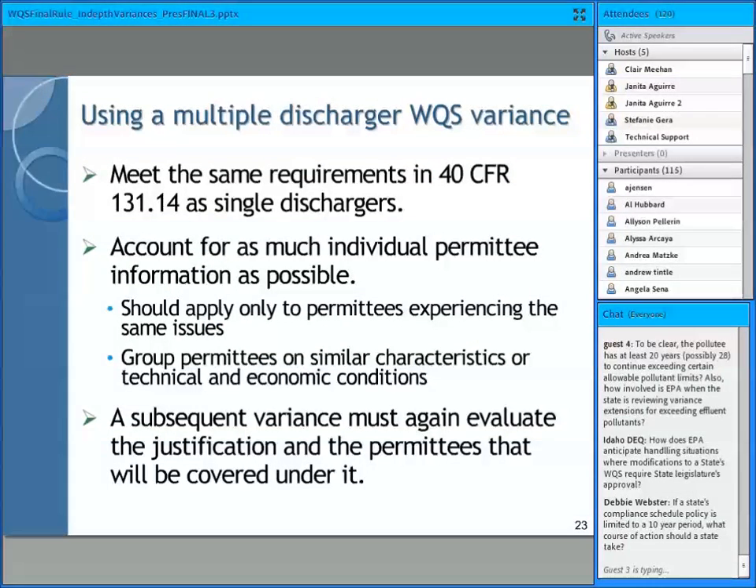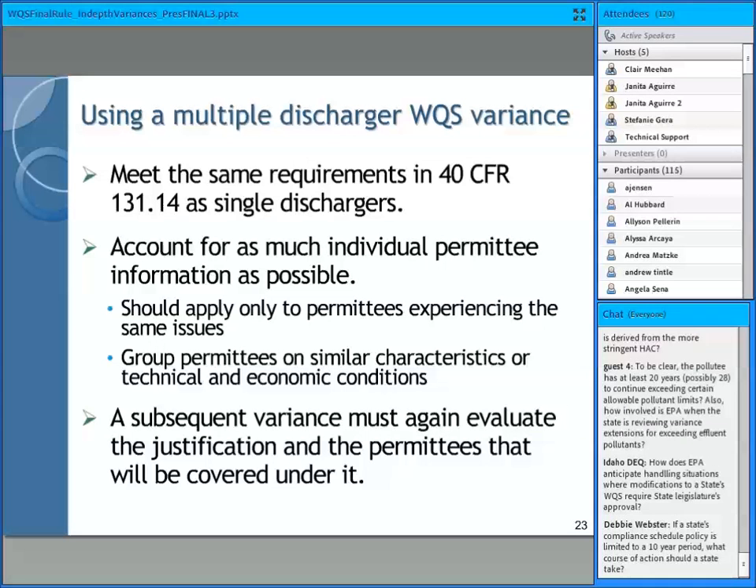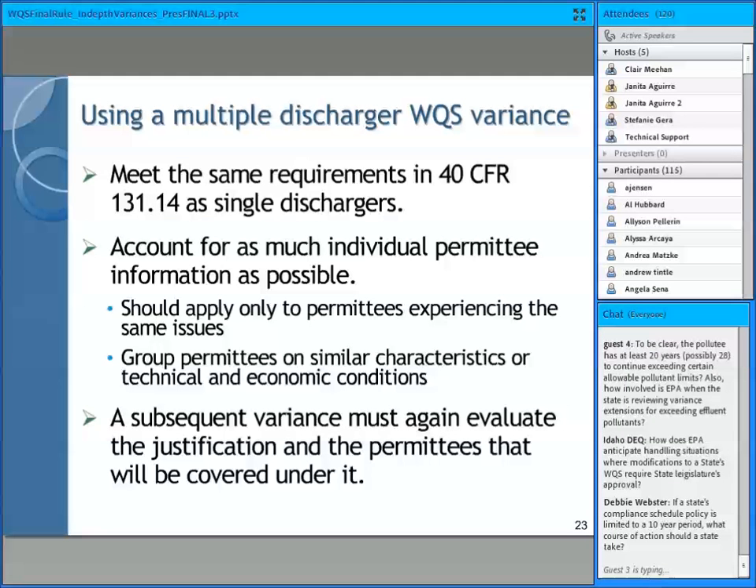If a water quality-based effluent limit for a particular pollutant is not feasible to achieve for multiple permittees for the same reasons, a state or tribe could streamline its water quality standards variance process by adopting a single variance for multiple dischargers, or dischargers with specific eligibility requirements, instead of adopting variances for each individual permittee. Such a multiple discharger variance must comply with all of the requirements of 131.14 for all the dischargers or discharger groups to be covered under the variance.